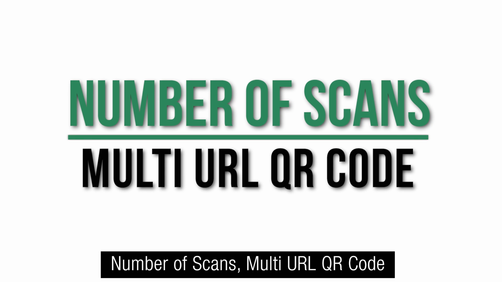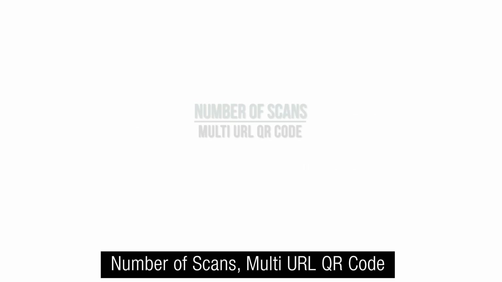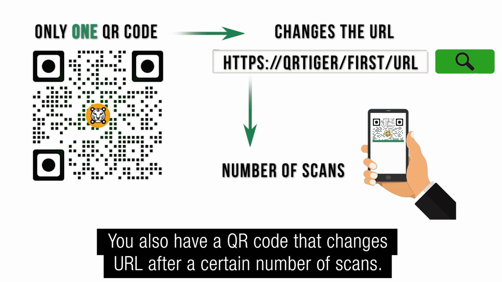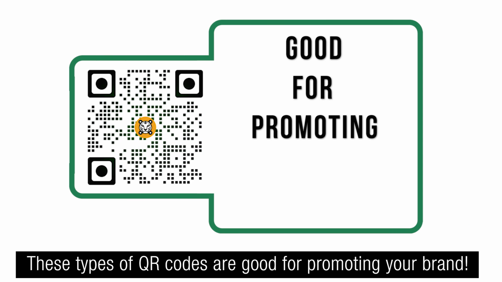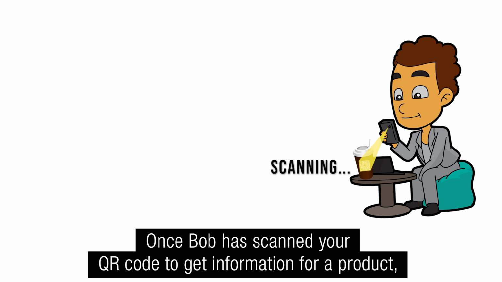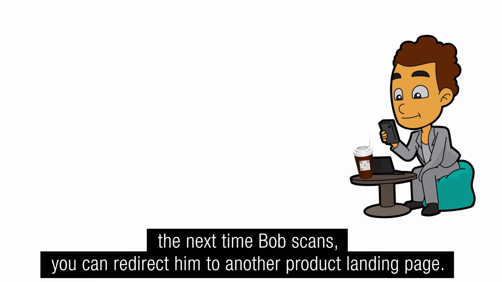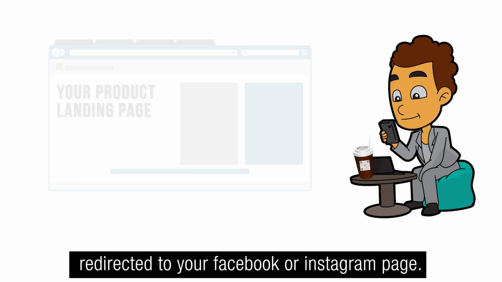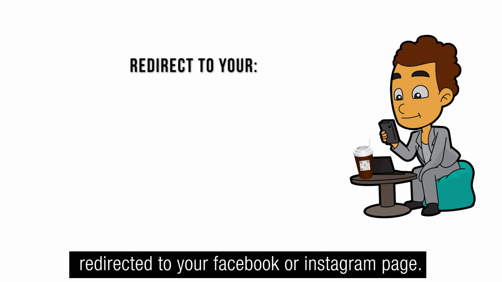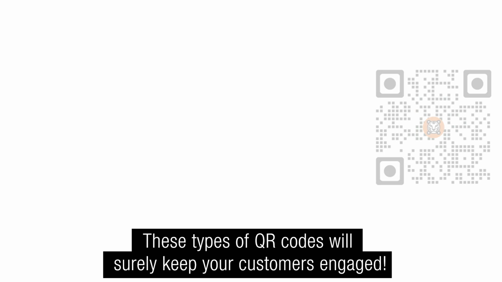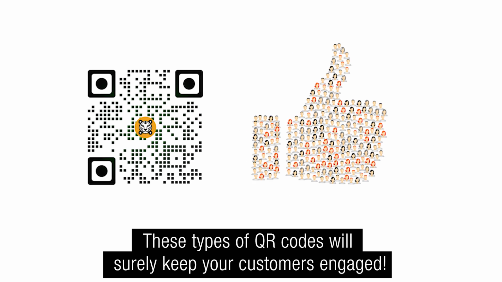Number of scans, multi-URL QR code. You also have a QR code that changes URL after a certain number of scans. These types of QR codes are good for promoting your brand. Once Bob has scanned your QR code to get information for a product, the next time Bob scans, you can redirect him to another product landing page. For example, on the fourth scan, Bob can be redirected to your Facebook or Instagram page. These types of QR codes will surely keep your customers engaged.